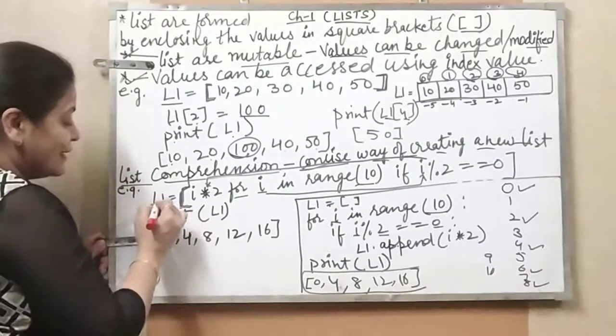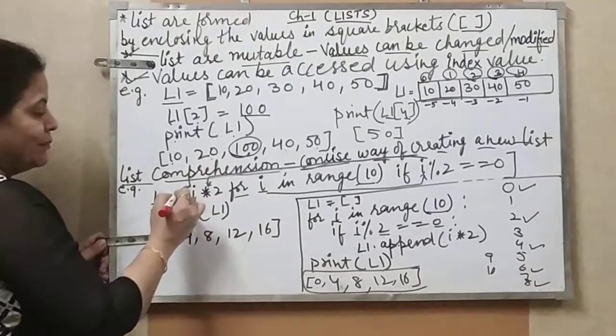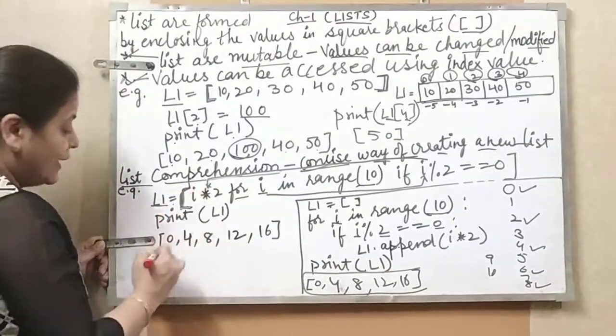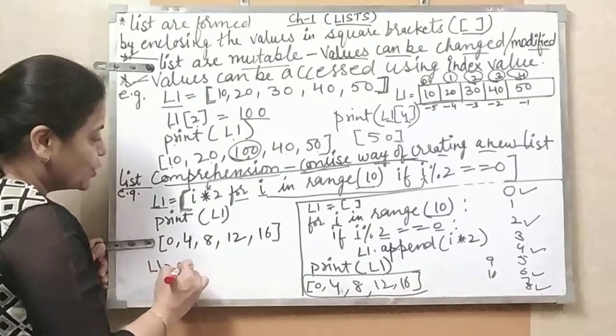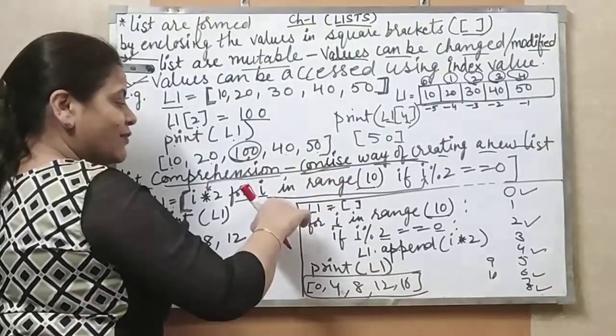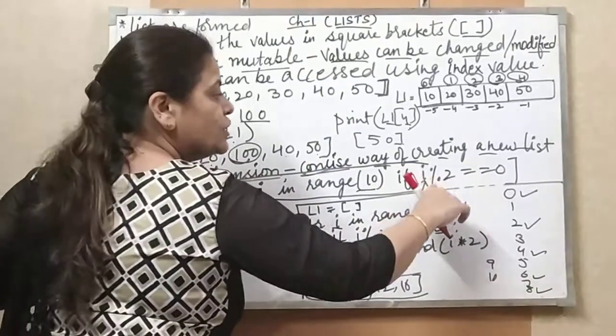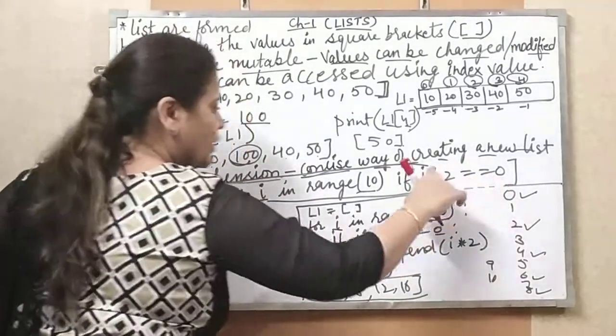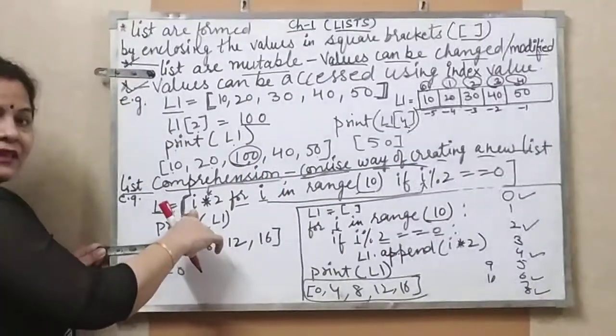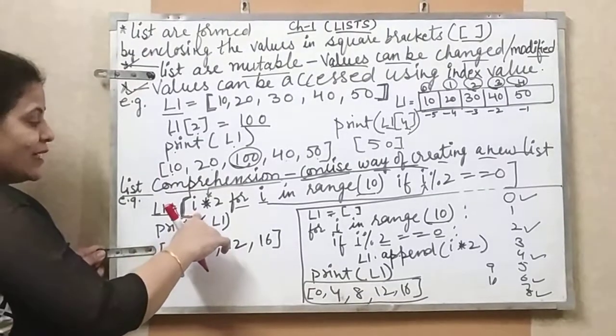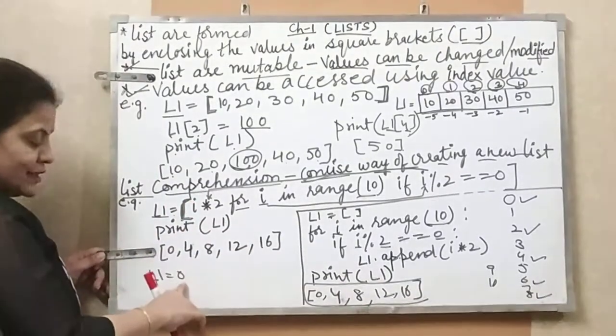So this will contain the first element of my list as 0, because it will take the value of i first as 0. 0 modulus 2 is equal to 0, true. If it is true, it will give me the first value of my list, that is 0 multiplied by 2, which is 0.